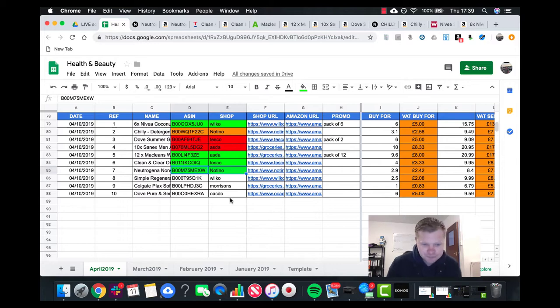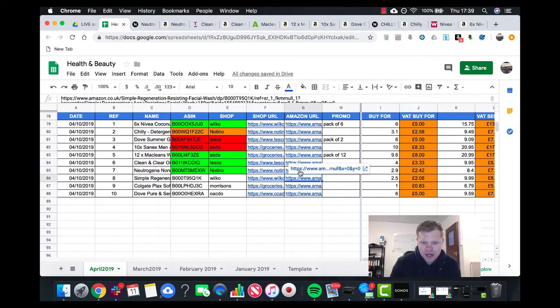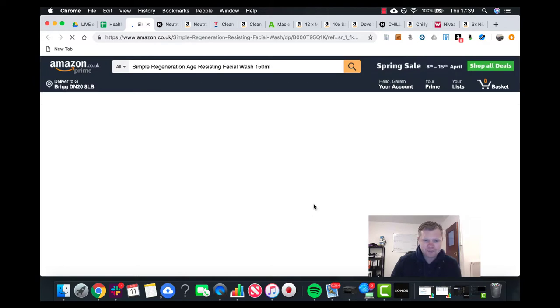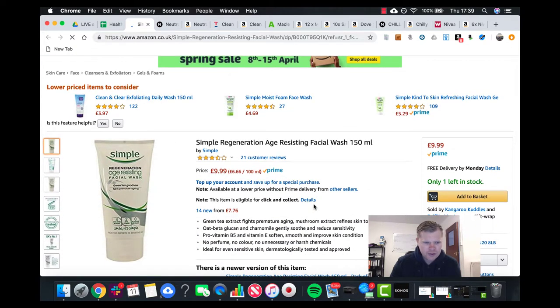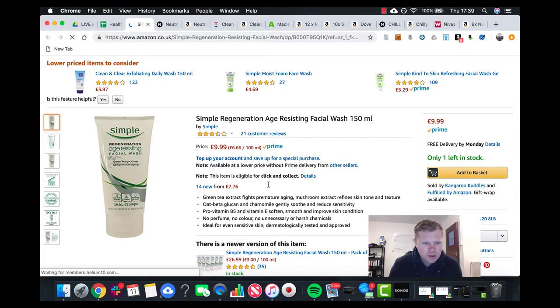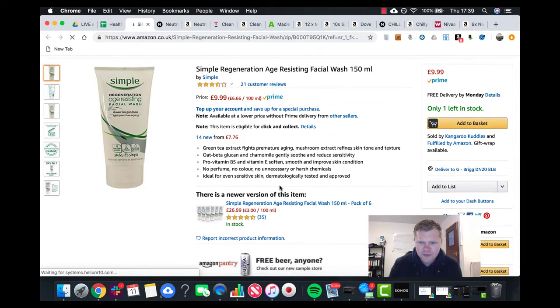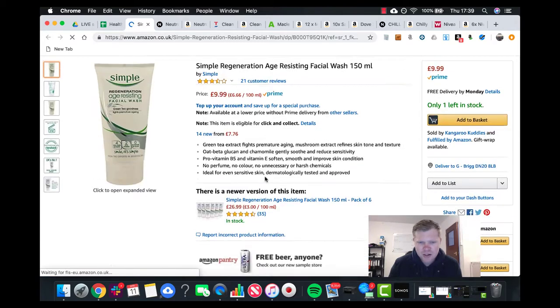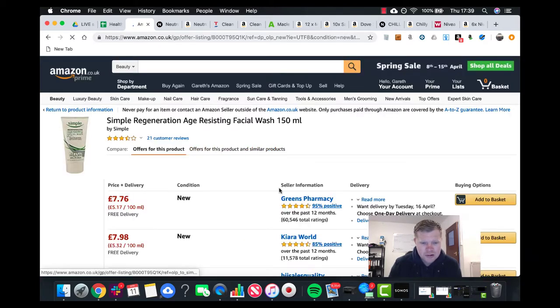We're nearly there. So let's just check these last 3. So we've got Simple Regeneration Facial Wash, 150 ml, 14 sellers. Is there a prime on there?